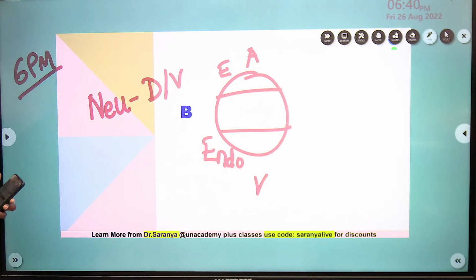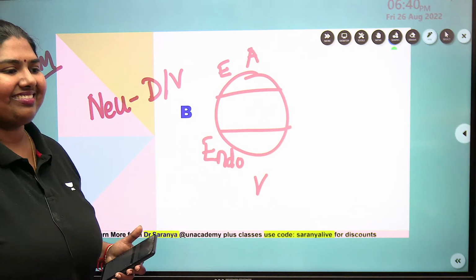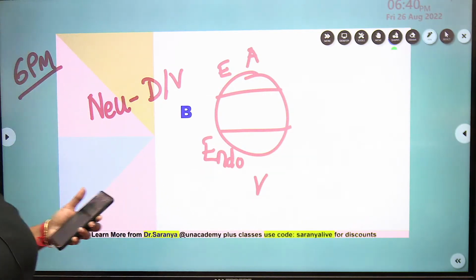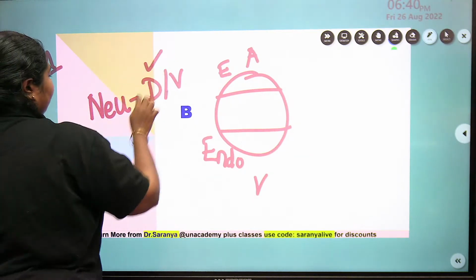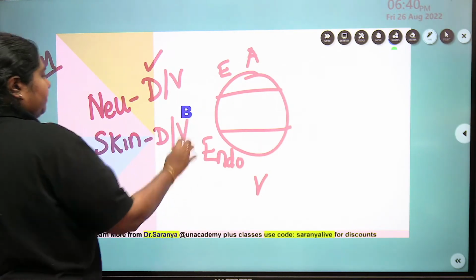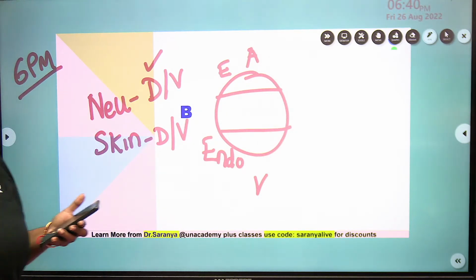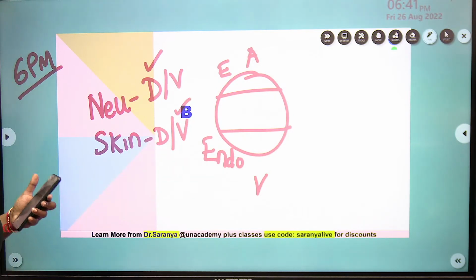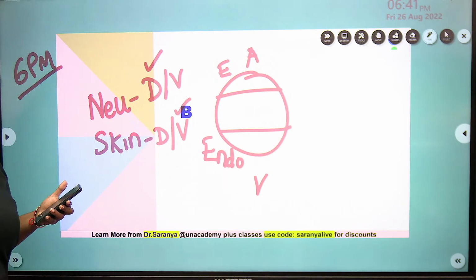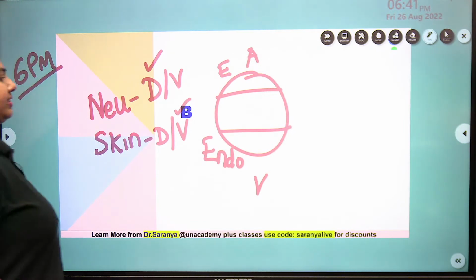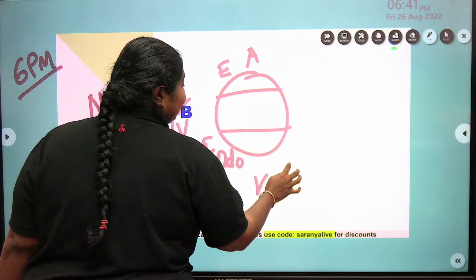Okay, so the neural, it is going to be dorsal or ventral? Yes, everybody in this class. Yes, neural is dorsal. Skin, dorsal or ventral? Yes, skin is ventral. Okay, this is the basic point. Good, fantastic. Yes, Rumi, Tasneem, Selva, keep it up. Yes, Monica. Good. So now we are going to see the next point where your beta catenin is synthesized.